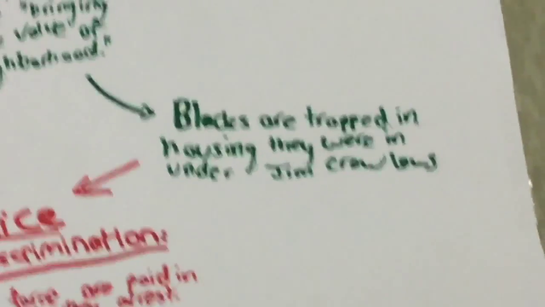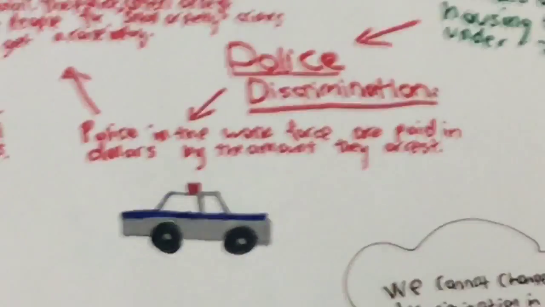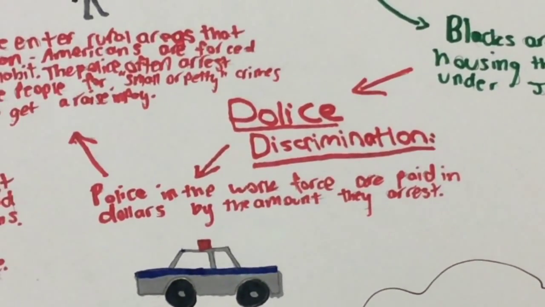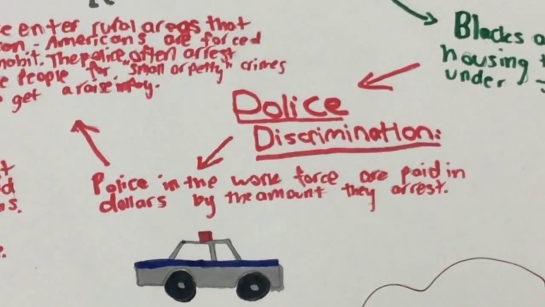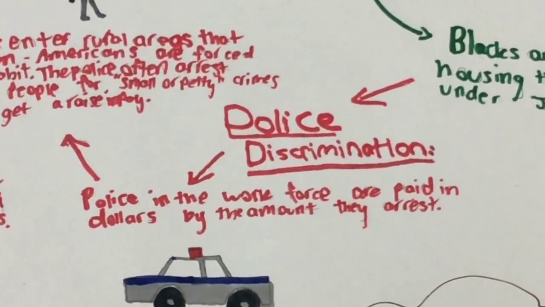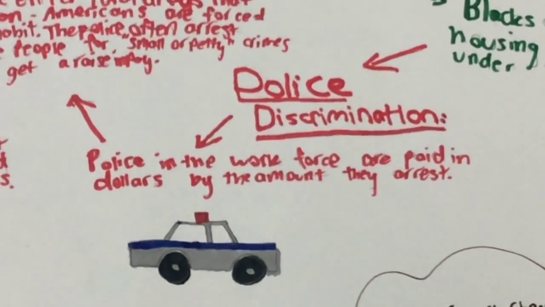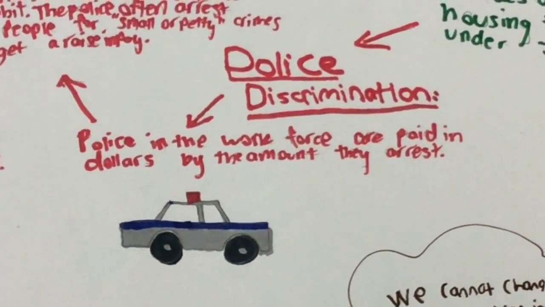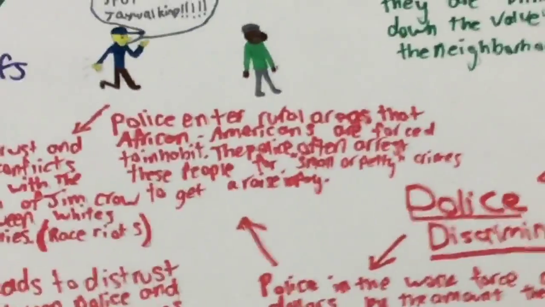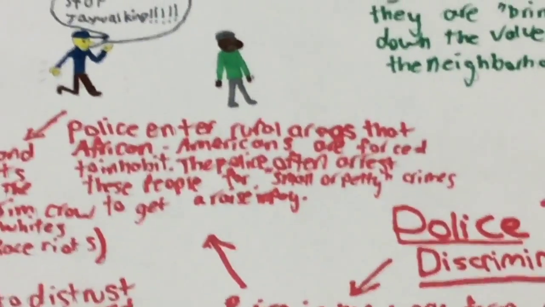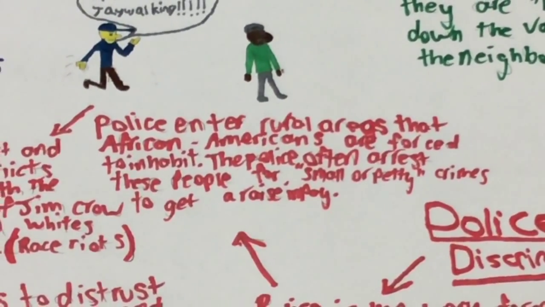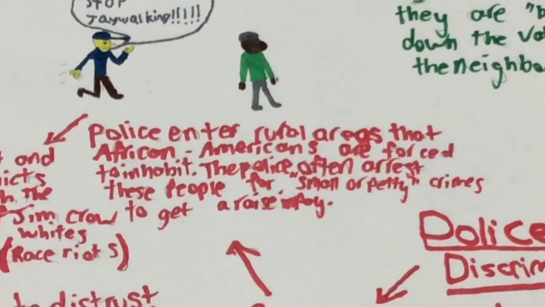Now, due to the idea that they're trapped in these negative neighborhoods, they're also discriminated against by the police. The idea that the African American population is trapped in negative areas does not seem very connected to police discrimination until you think of one thing. Police in the workforce are paid by the amount that they arrest. So, many times, because police, like every American, need to bring home a paycheck and provide for themselves and many times their families, they will enter these negative neighborhoods, which were divided by Jim Crow in economic opportunity and standing, normally African American neighborhoods, and arrest people for small or petty crimes because they need a raise and they need money. So that's one reason that police distrust happens.